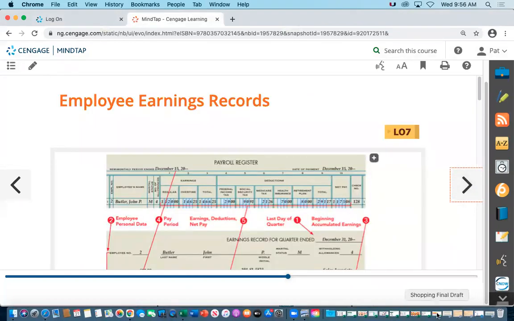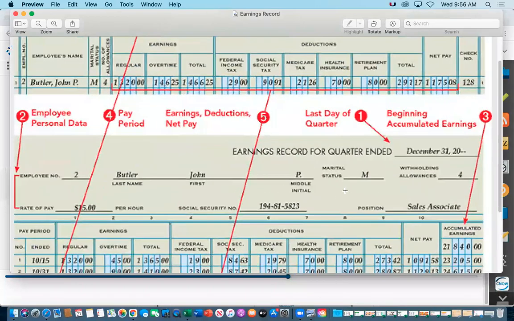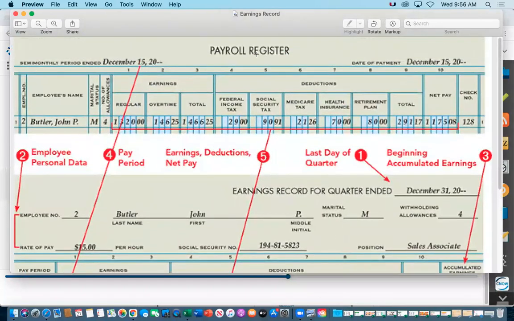All right. Next thing we got. Here's a screenshot of what we're looking at next. This is what we just talked about, the payroll register and all the different deductions, earnings, and net pay.